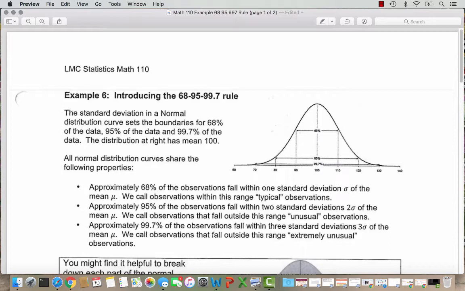We know that approximately 95% of the observations fall within two standard deviations of the mean, and this is true for any normal distribution, no matter how it's stretched or compressed. We call the observations that fall outside the 95% range unusual observations. And then approximately 99.7% of the observations, so most of the data, fall within three standard deviations of the mean. And we would call any observations that fall outside this range extremely unusual.